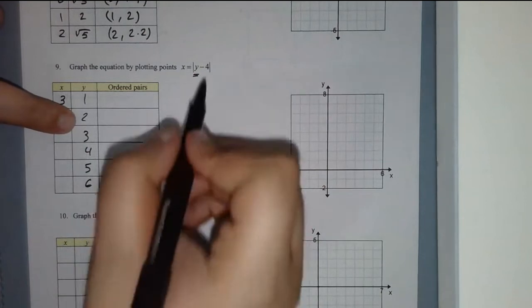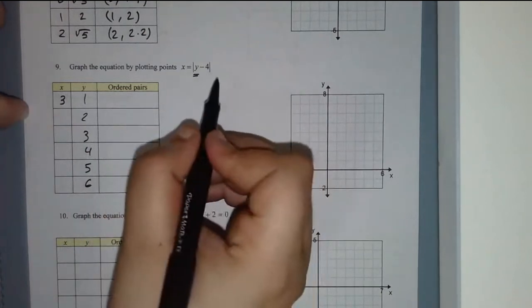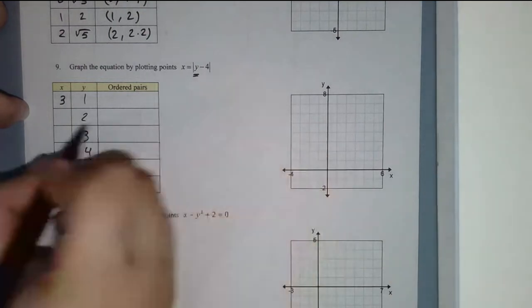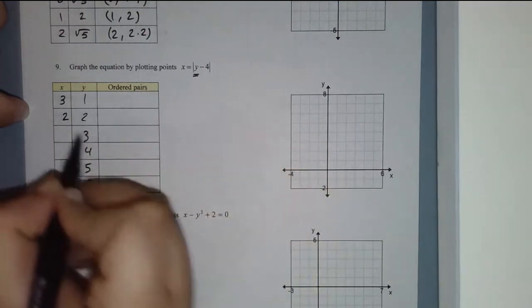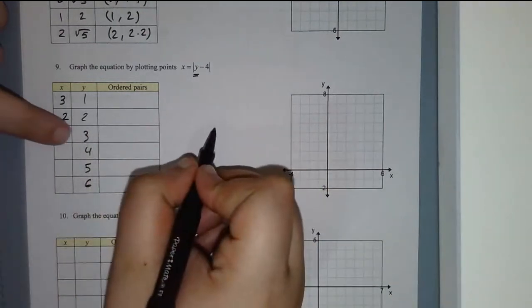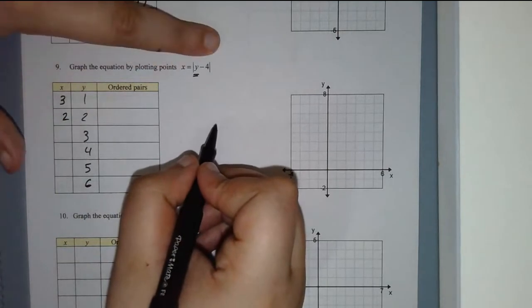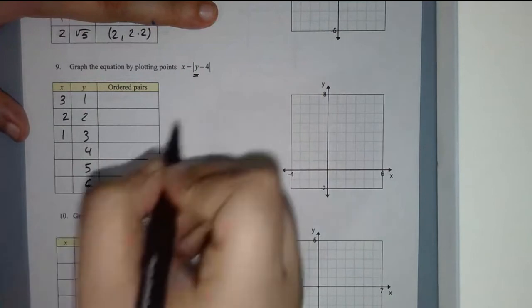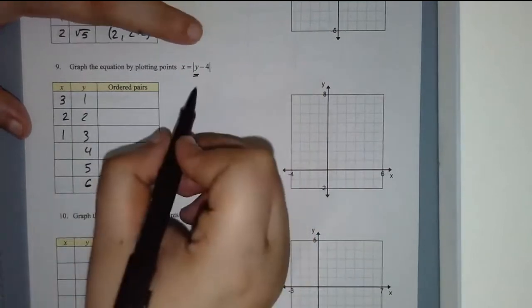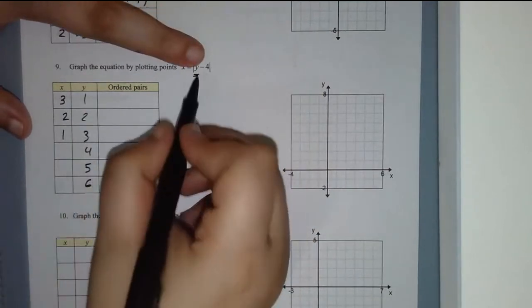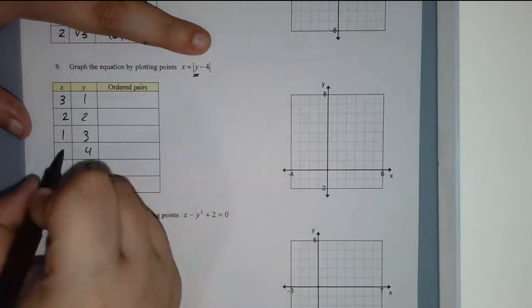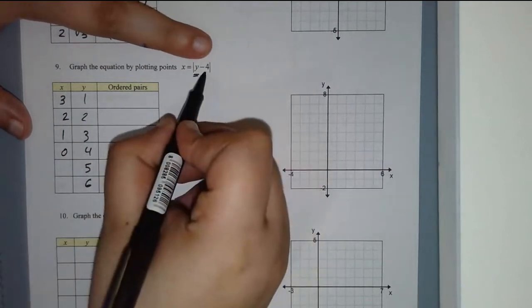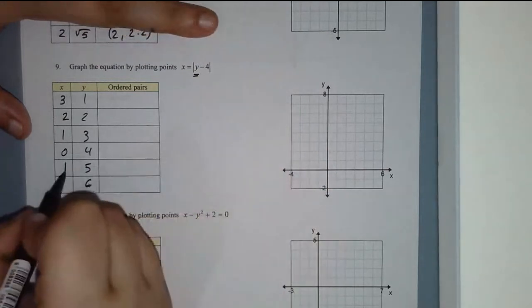Okay, next, 2. 2 minus 4 is -2. -2 inside the absolute value is positive 2. Okay, 3 minus 4, -1. -1 inside the absolute value gives you 1. All right. Now we have 4 minus 4, which is 0. Absolute value of 0 is still 0. 5 minus 4, 1. Absolute value of 1 is 1.